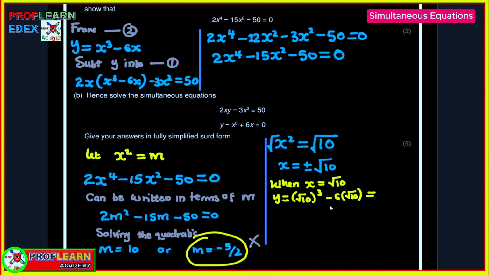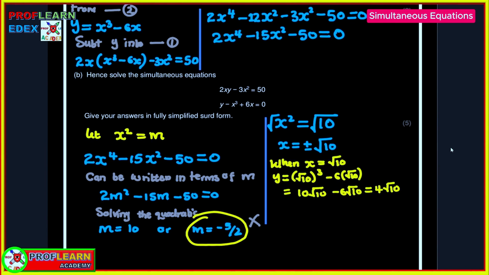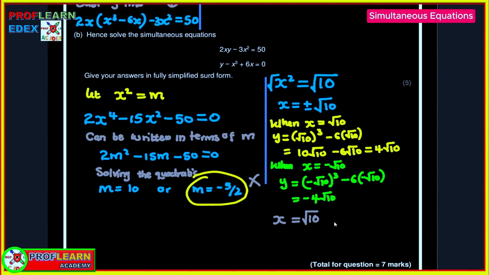Being equivalent to 4 root 10. And then when x equals negative root 10, we substitute into the equation so that we can work it out, and that's going to be negative 4 root 10. Having this, we can go ahead and state the values and the answers that we got. We got 2 values of x and also 2 values of y.